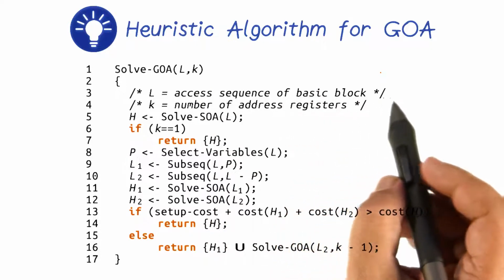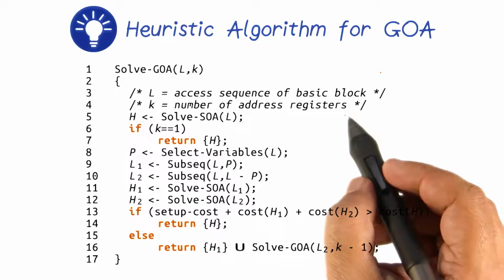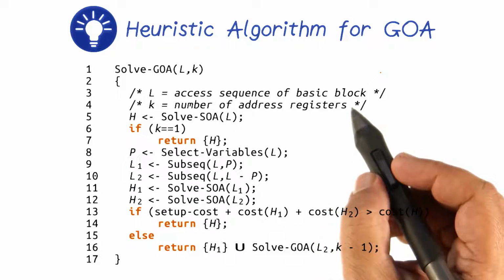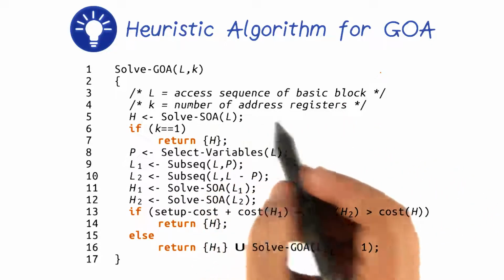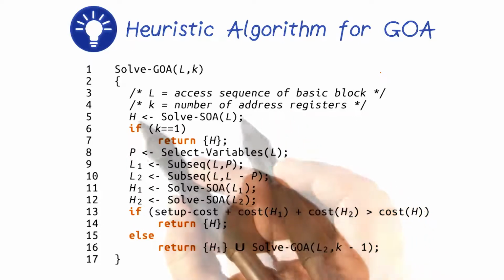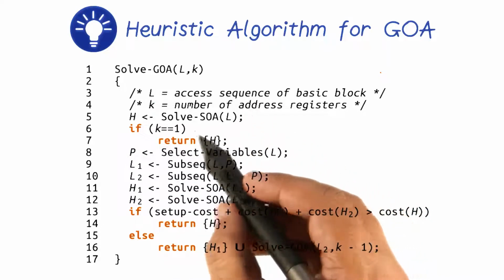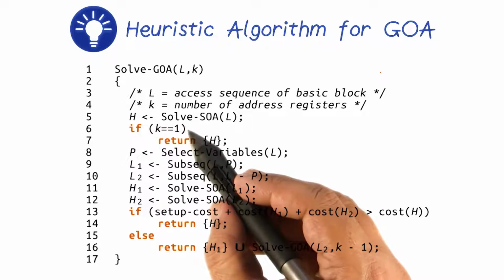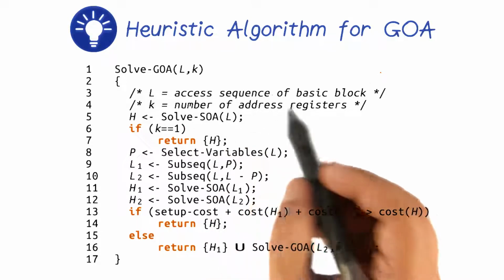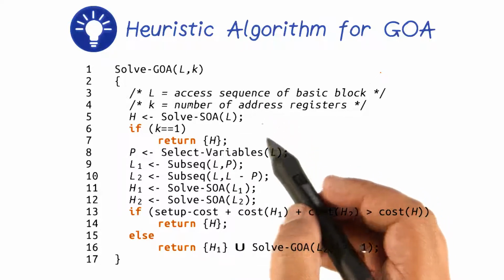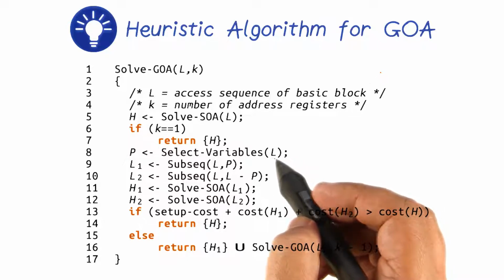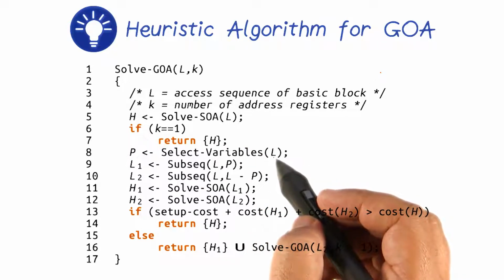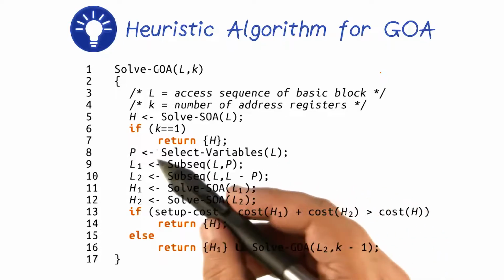Let L be the access sequence of a particular basic block and K be the number of address registers that are available to us. The algorithm works in this particular way. First, it will try to simply solve the SOA, assuming only one register, and the solution is held in H. If the number of address registers available to us is equal to 1, then we'll just go ahead and return this solution. Otherwise, we will try to select a subset of these variables from L. Like in the previous example, for example, we had A, D, and E selected. So such a subset of variables will be selected in P.